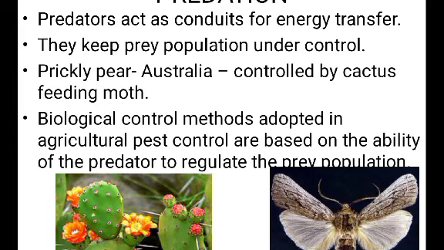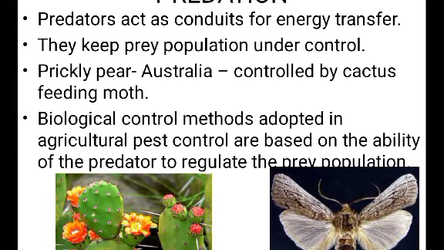Then another role of this predation is it can keep the prey population under control. If the prey population is not controlled, what will happen? Their population will be going on increasing and it affects the stability of the ecosystem. It leads to ecosystem instability. So to control the prey population, the predators are very much useful.